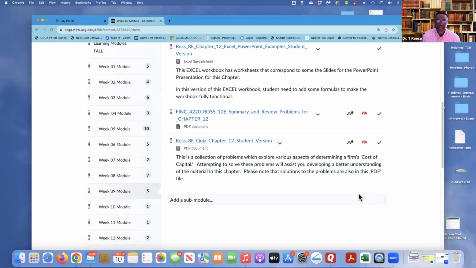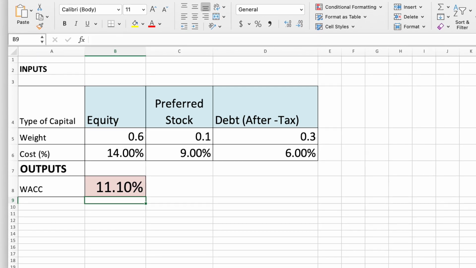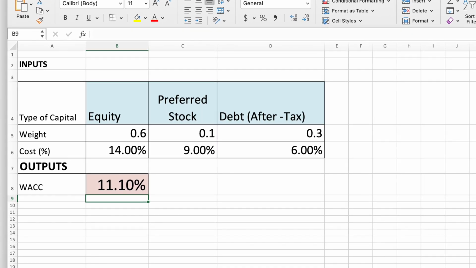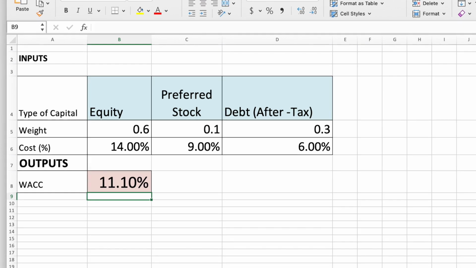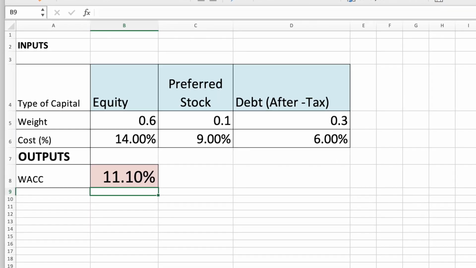When we're determining cost of capital, we're really doing three things. We're determining the cost of equity, we're determining the cost of preferred stock if there is preferred stock, so common stock, preferred stock, and we're also determining the cost of debt.